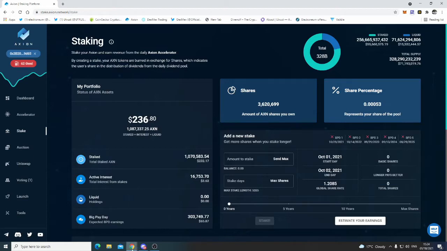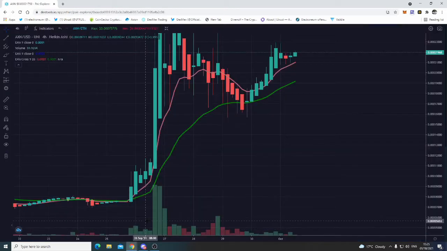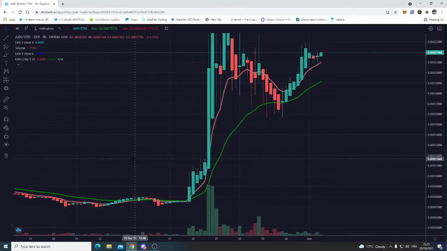Right, who wants to see a little bit of trading? I've never shown you guys me doing my trading. So let's start off with this, and then I'll go back for you new guys that want to know what Axion's about and stuff like that.